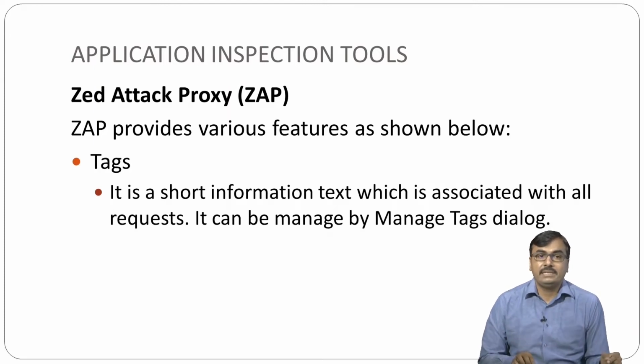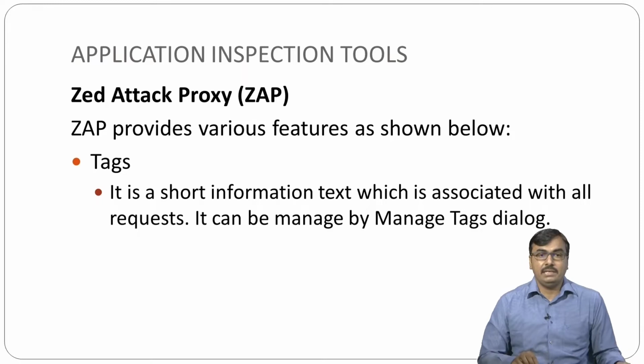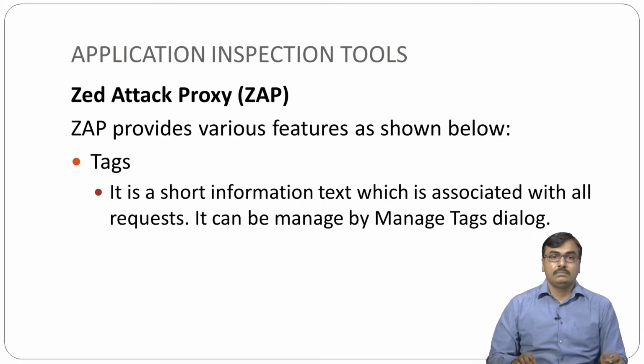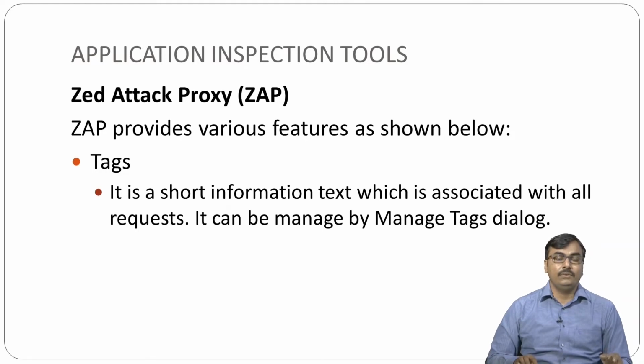Then after, there is a tag. Basically a tag is a short information text. It is one kind of bookmark, we can say. We bookmark some important or textual information, if it is important. Through tags in ZAP we can also perform application inspection. It is a short information text which is associated with all requests. It can be managed by the Manage Tags dialog.